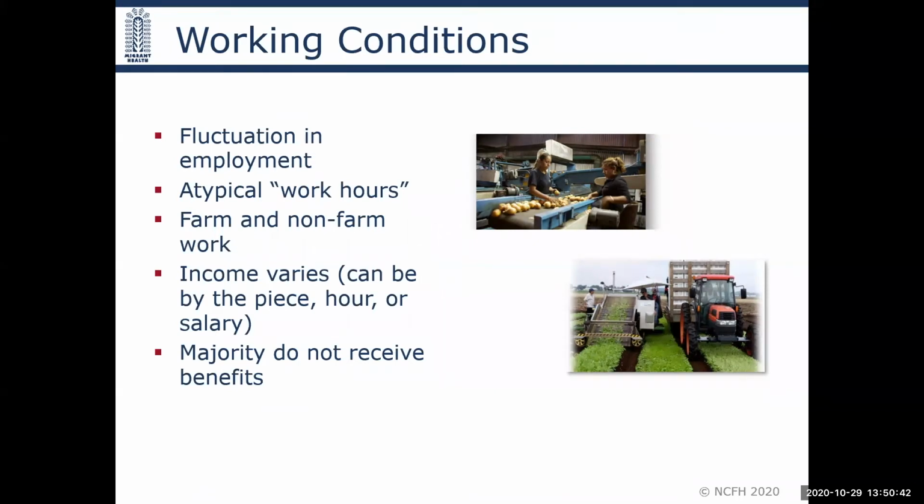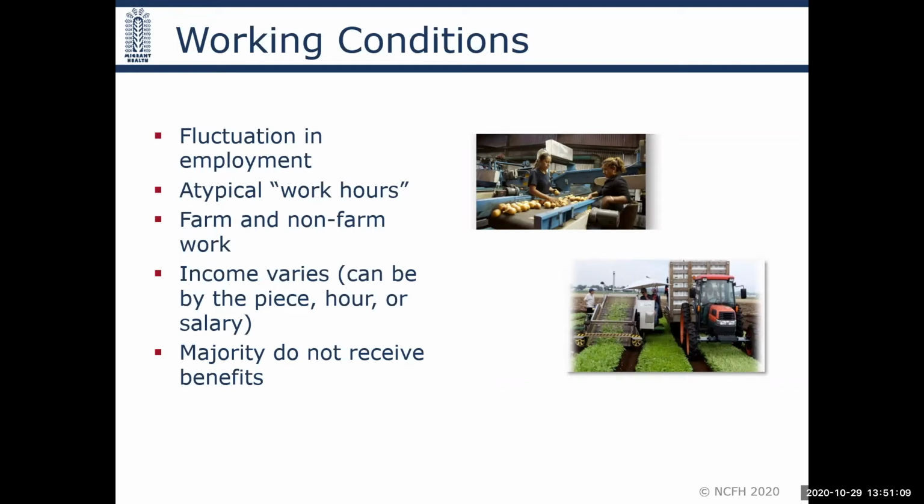And when we talk about working conditions of ag workers, the availability of work depends on the season, weather, and market demands. So there's likely a fluctuation in employment. Hours may be extended. They may work early morning to early evening. They may be working 7 days a week versus a normal 5-day work week. Some work in the fields. Most are employed by growers, about 80%.